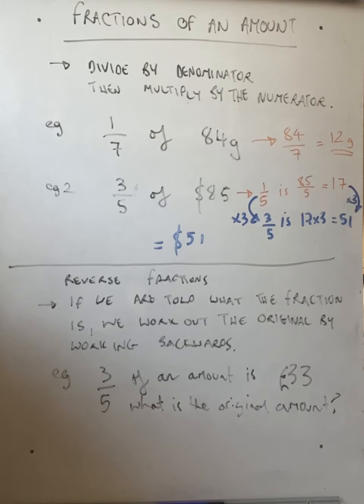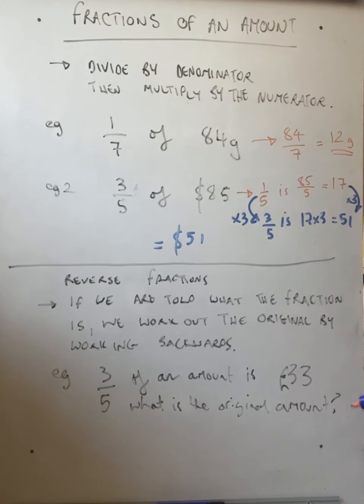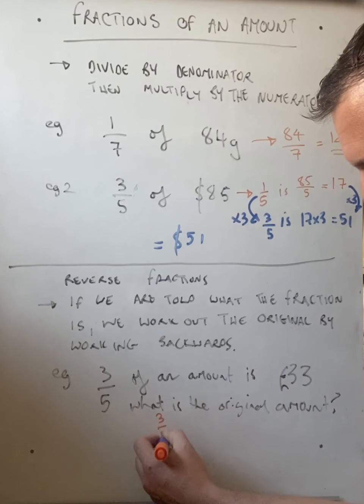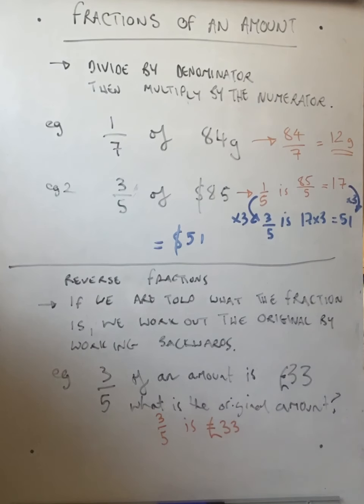We're going to divide both sides. So I'm going to set up this statement in our example as a clear statement first of all. So we've got 3/5 of an amount is £33. So we're actually told 3/5 is £33. Okay, that's our statement.